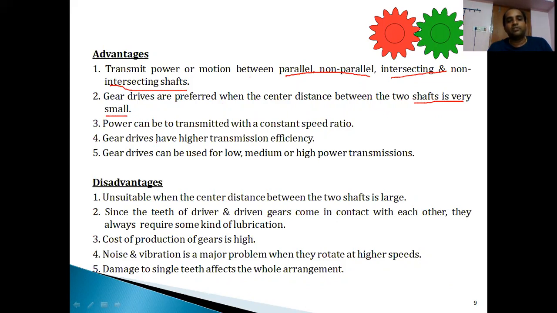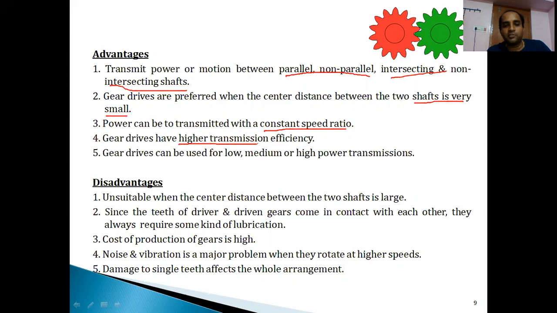So here the power which has to be transmitted can be transmitted with a constant speed ratio. Whereas in the belt drives, there was a ratio of belt tensions T1/T2, but here it is not the case. So you can say that there is a constant speed ratio. Then when compared to the belt drives, gear drives have a high transmission efficiency.